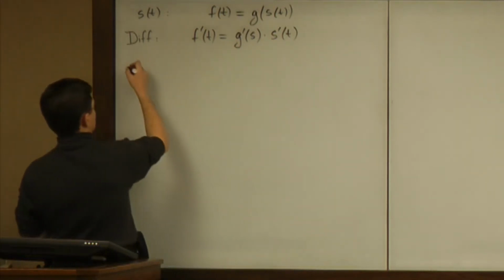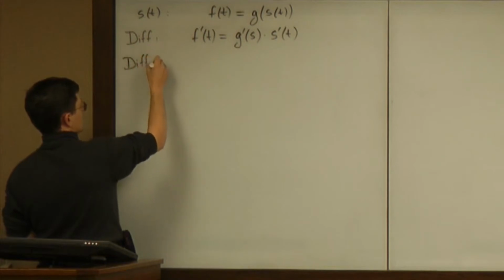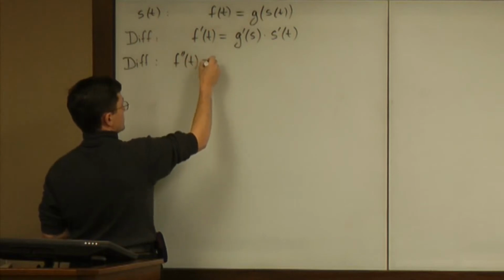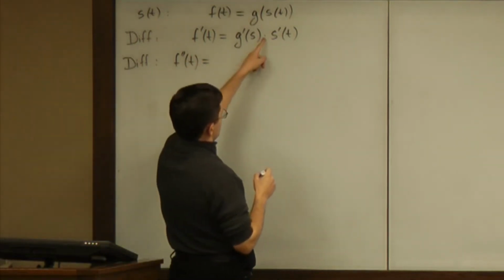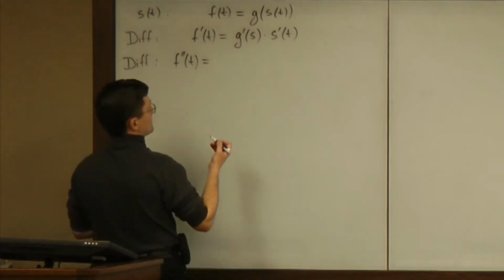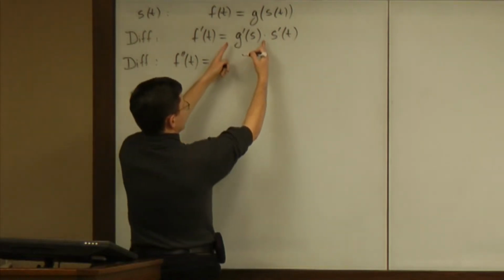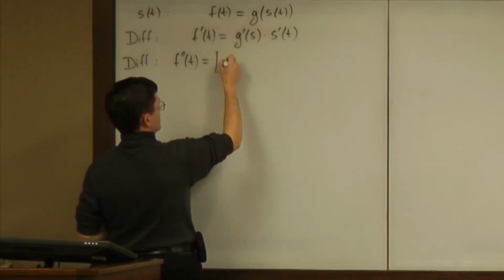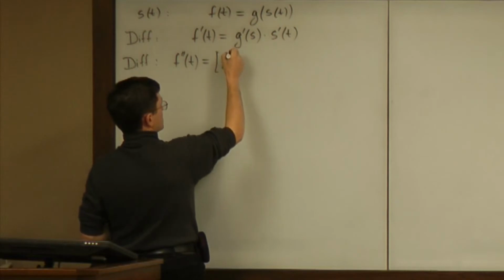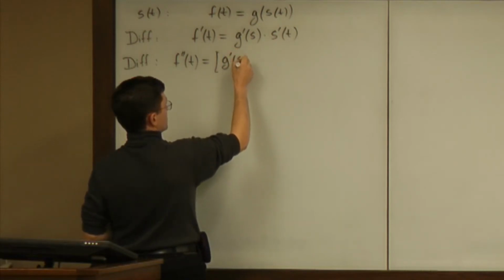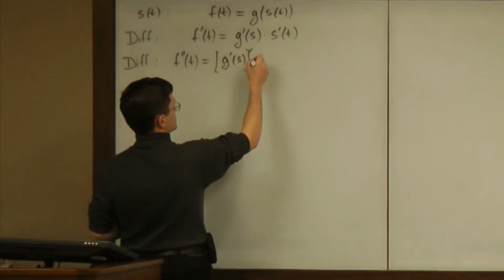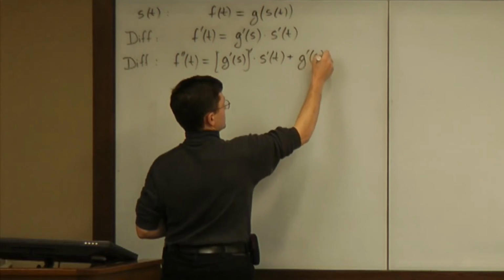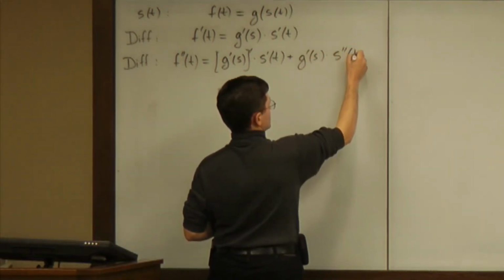But now I can find the second derivative. So I differentiate again, and I can find the second derivative of f with respect to t. Well, what I see is a product, so I have to apply the product rule. Now I differentiate the first multiplier. What's the derivative of that? It is going to be the derivative of this first multiplier times s prime of t plus the first multiplier times the second derivative of s.